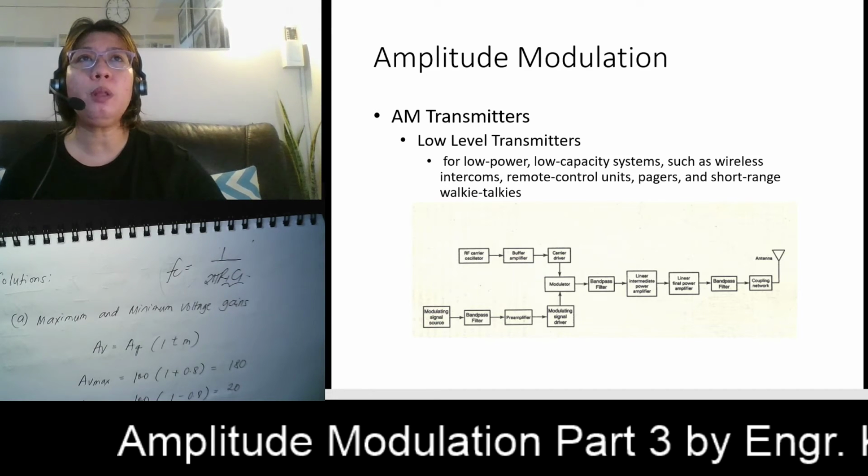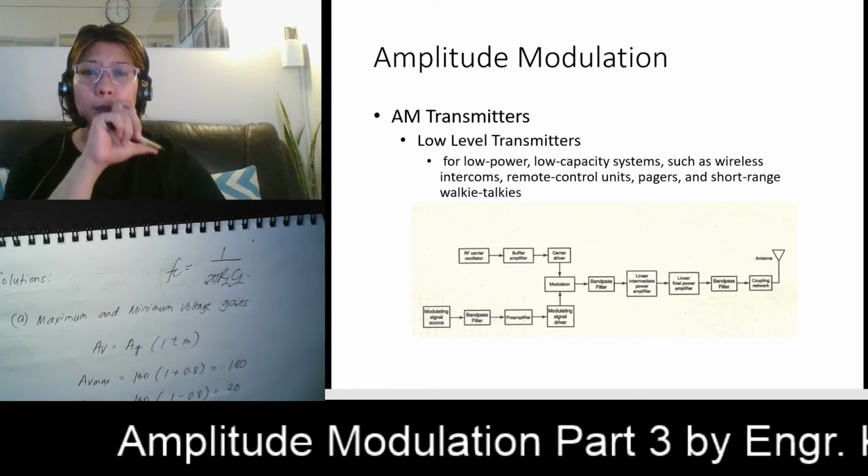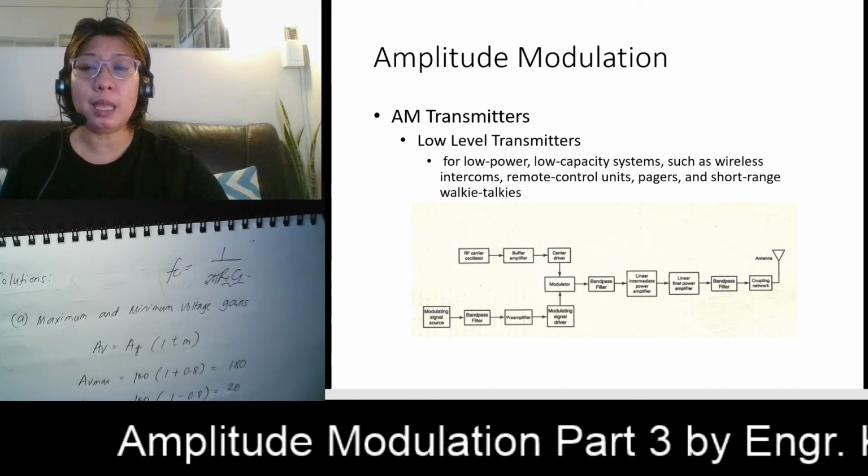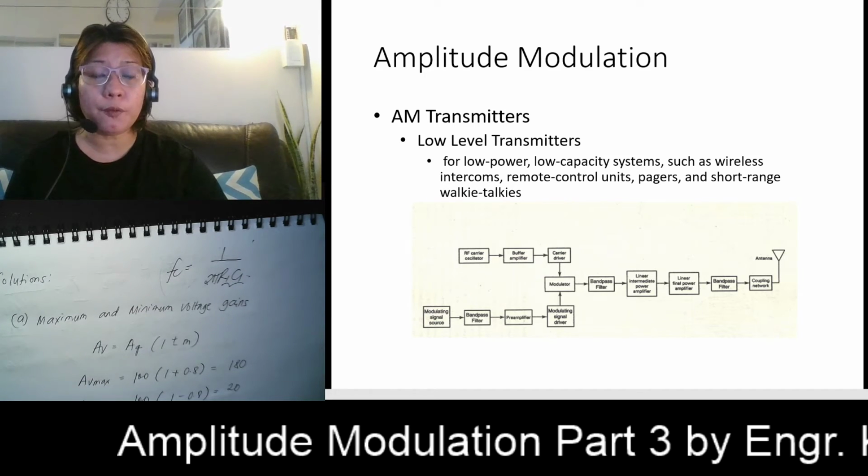So we will be discussing each part. For the modulator part here, we have already discussed several types of modulator. The low-level type of modulator that we discussed was the emitter modulator circuit. And the other parts of your block diagram here are somewhat already familiar to you. So let us discuss each part of your block diagram.